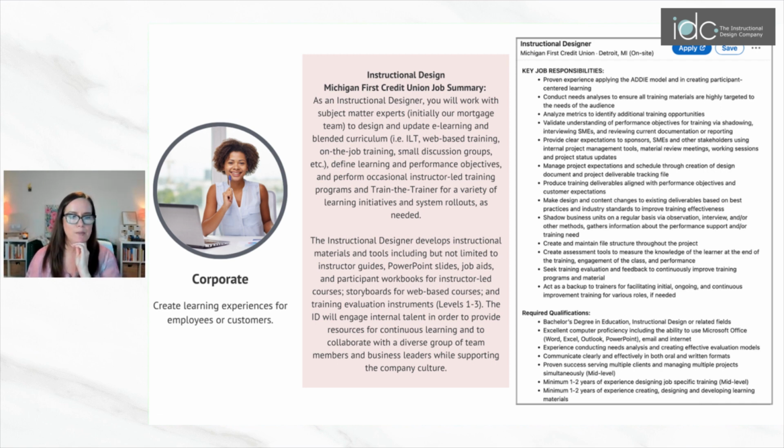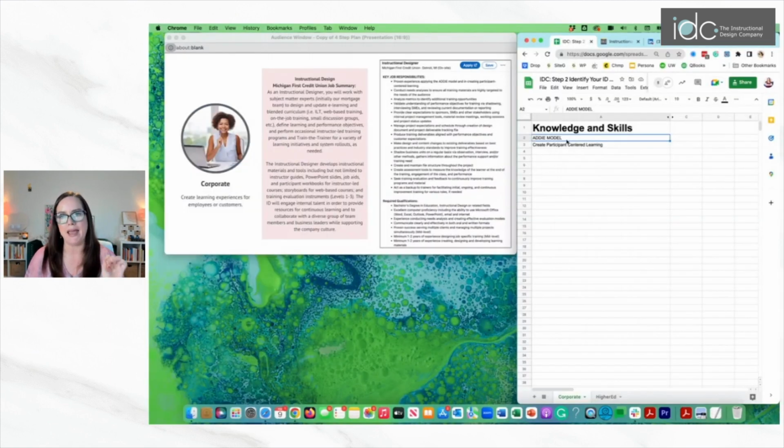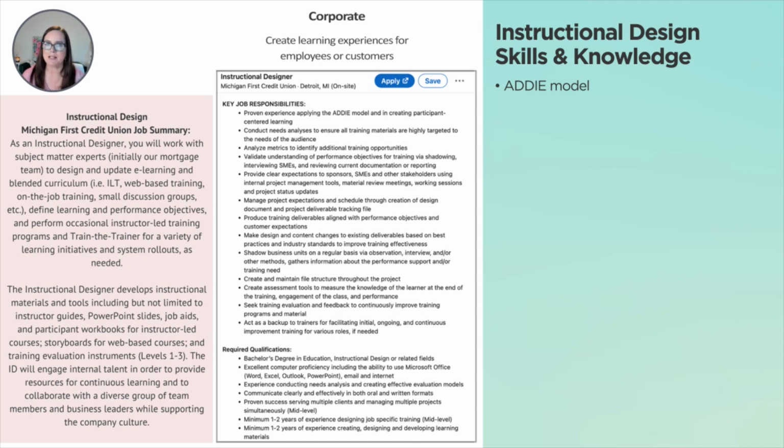So this very first bullet point says, proven experience applying the ADDIE model and in creating participant-centered learning. So you can see that over here in this spreadsheet, I added the ADDIE model because in that bullet, it told me that for this job, they want me to know how to apply ADDIE. So that's a hint that that might be something that you need to work on. Then in that bullet point, it also said, and in creating participant-centered learning. So on that line 3, I added create participant-centered learning.